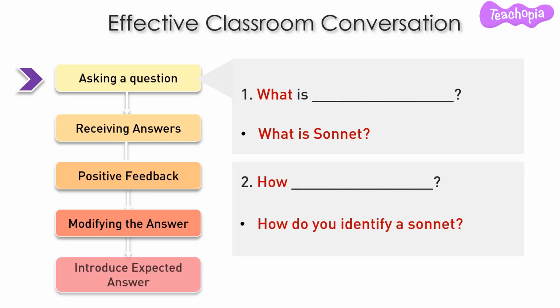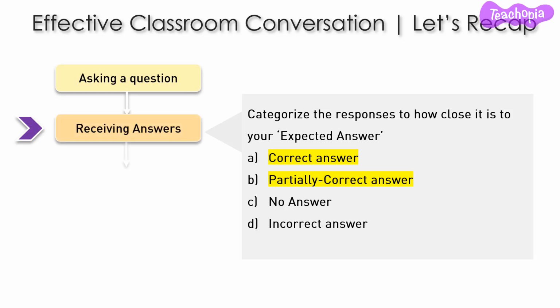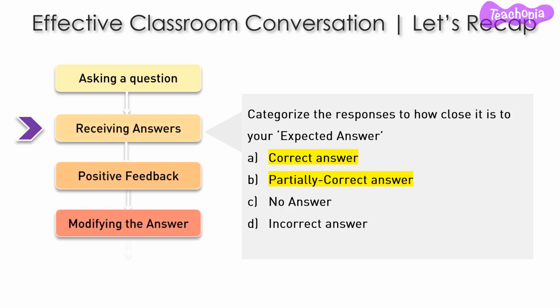What we learned last time was there is a series of steps that we can follow. It starts with composing the right question. So we use a correct question starter and come up with the correct question to ask children. Once we come up with a question, the next step is we receive the responses. There are many types of responses, just like we have discussed. Now, how do we categorize if those responses are correct, partially correct, or incorrect? We compare them to an expected answer that we have in our mind.